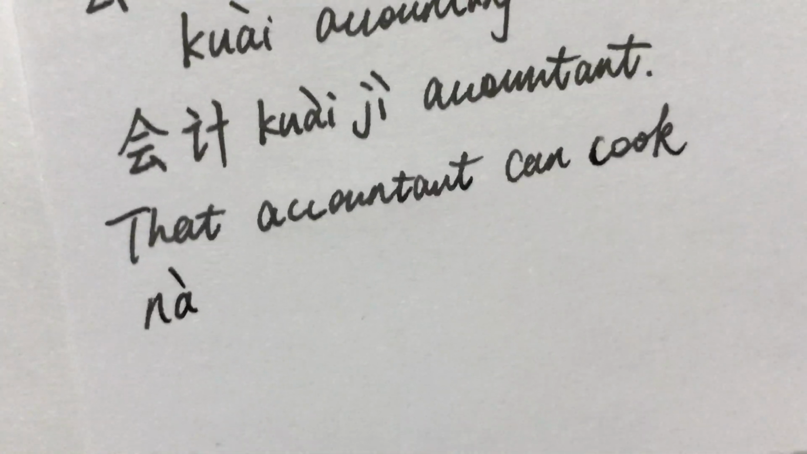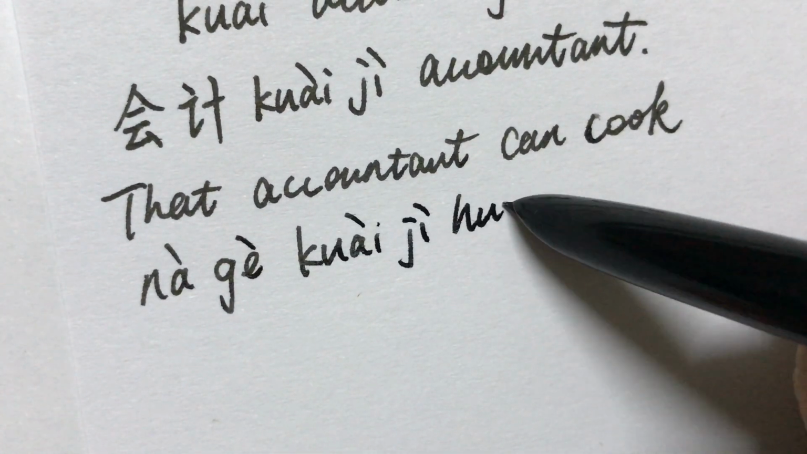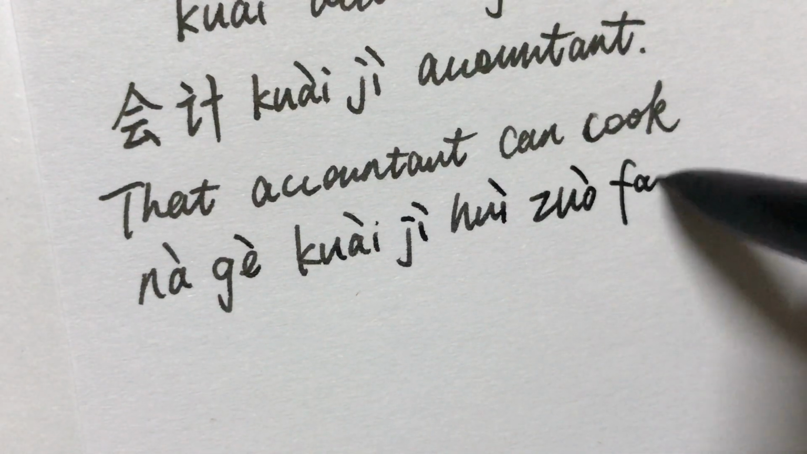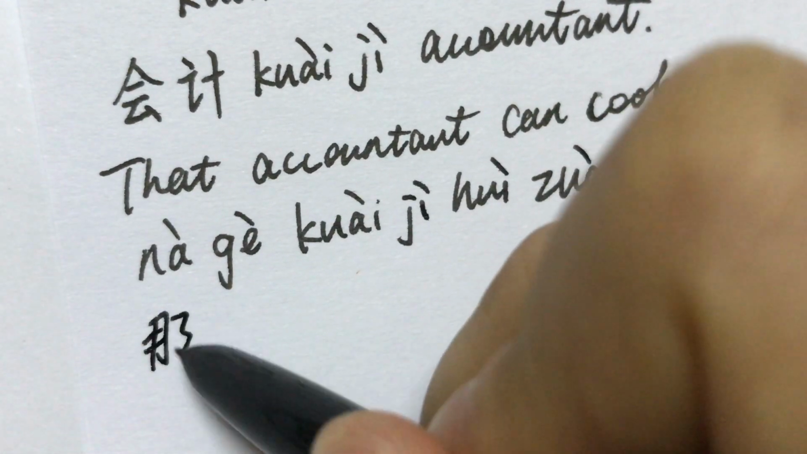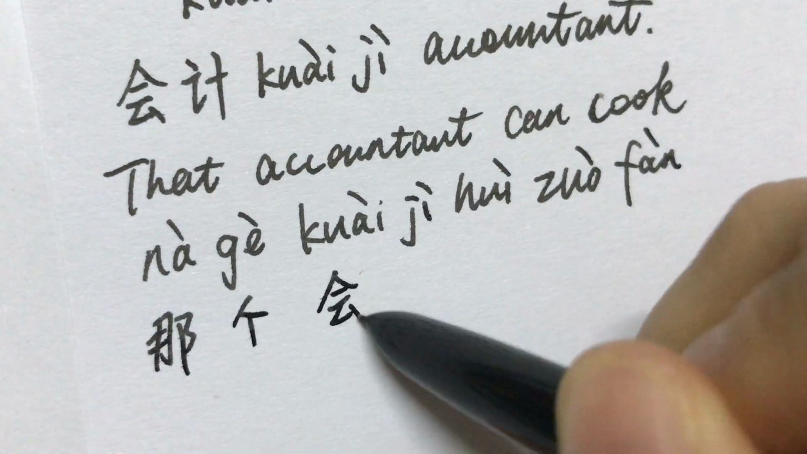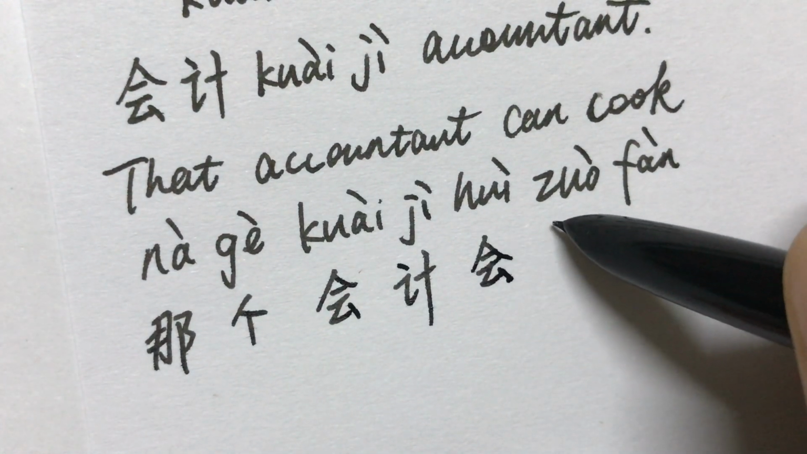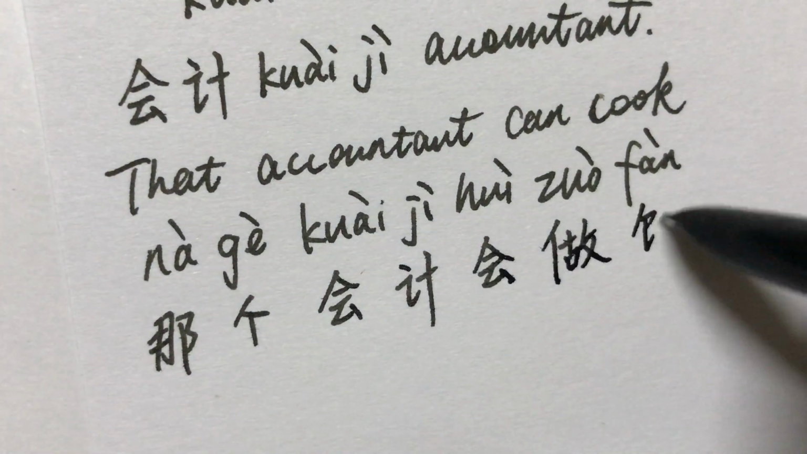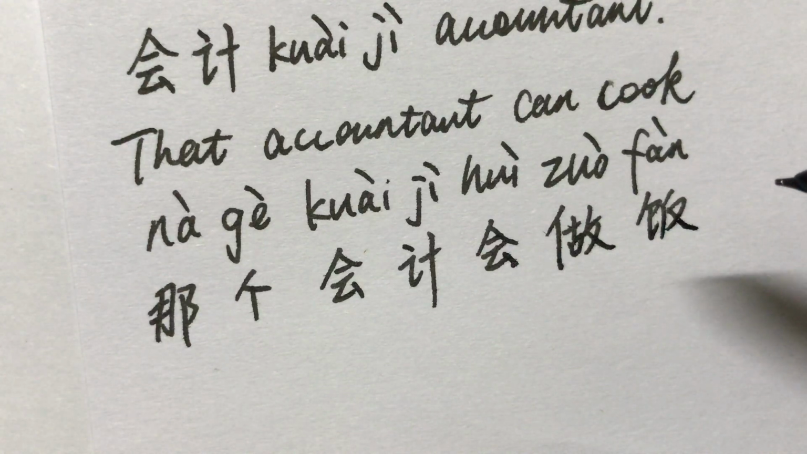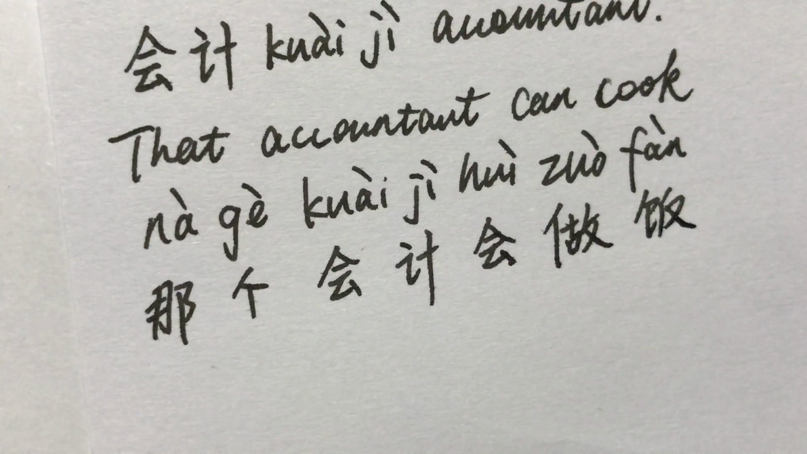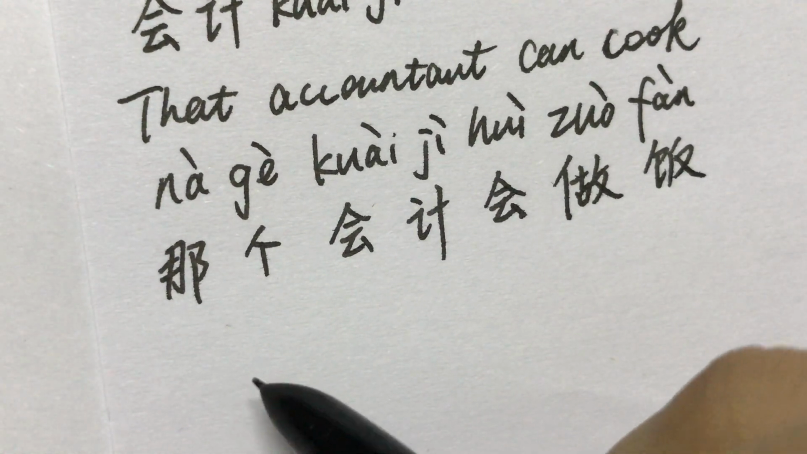那个会计会做饭。That accountant 那个会计会 can be able to do something. 做饭 cook. That accountant can cook. 那个会计会做饭。Now follow me to write 会 in cursive.